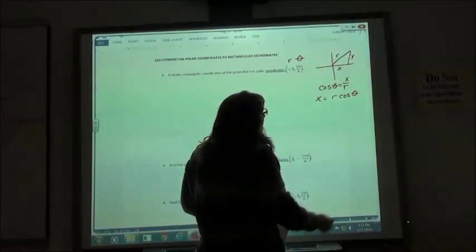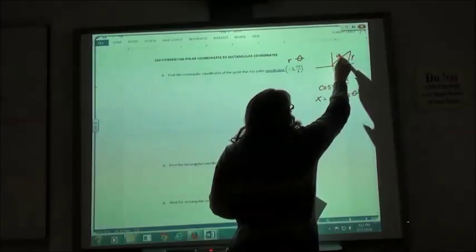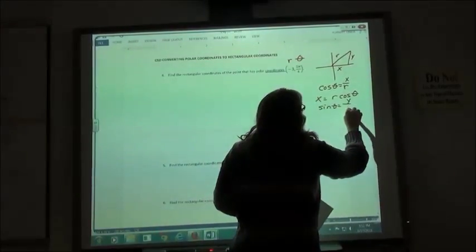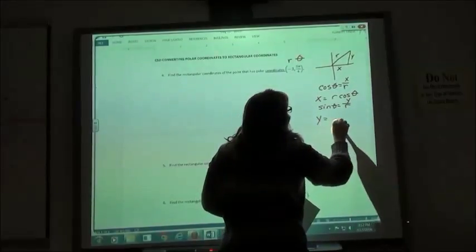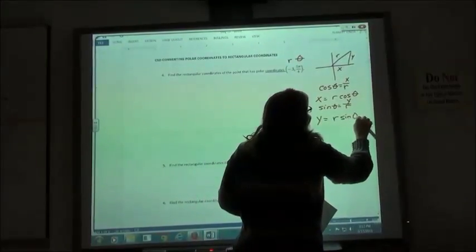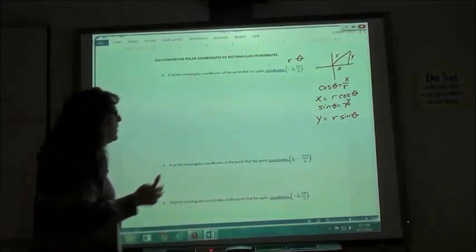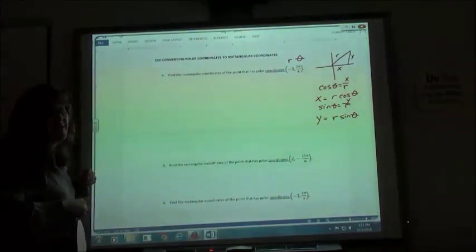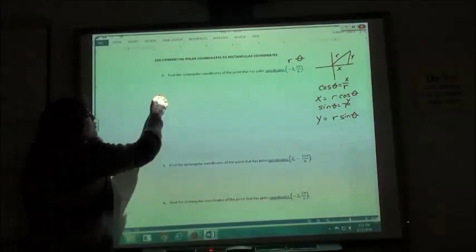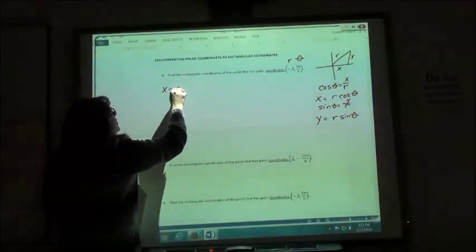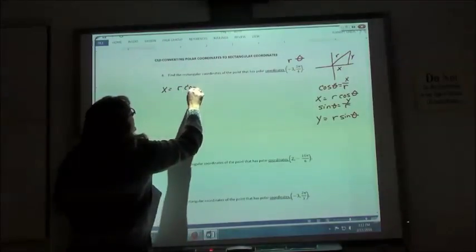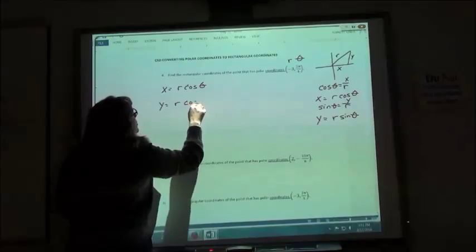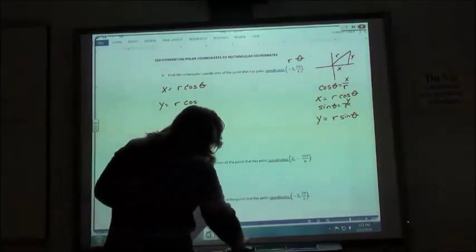Same kind of thing with the Y. Here I have the opposite over the hypotenuse, so the sine of theta equals Y over R. So Y is going to equal R times the sine of theta. I'm just basically going to use those two formulas to figure out my rectangular coordinates instead of my polar coordinates. So the X value in my point is going to be R times the cosine of theta. My Y value is going to be R times the sine of theta.